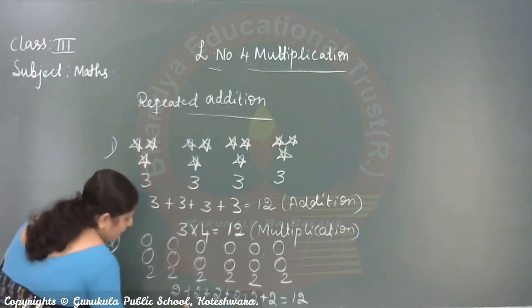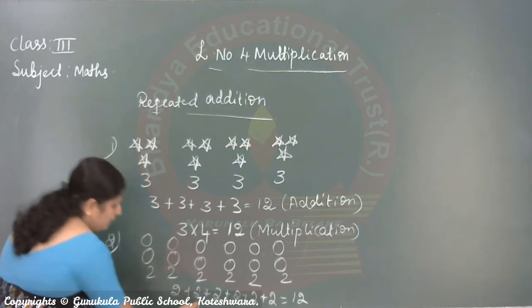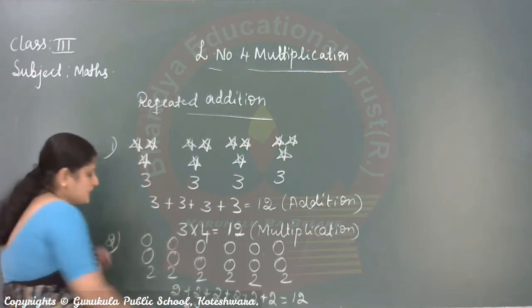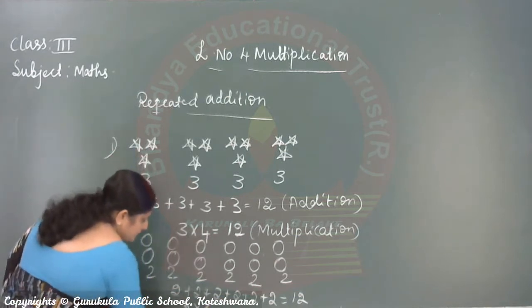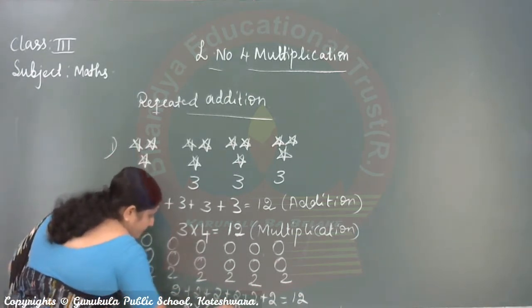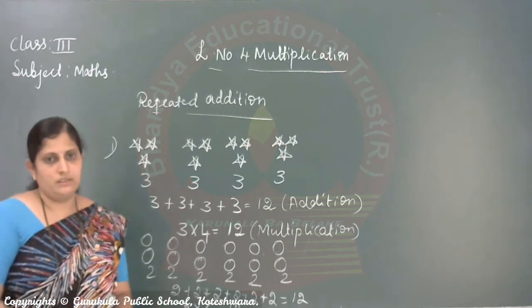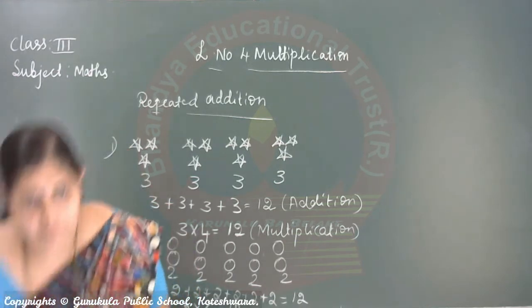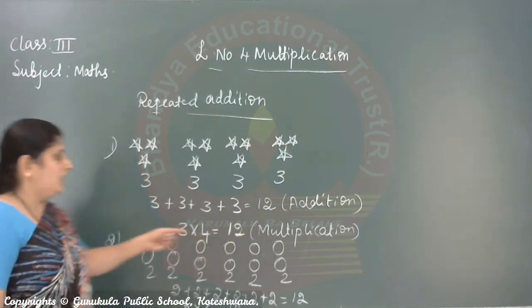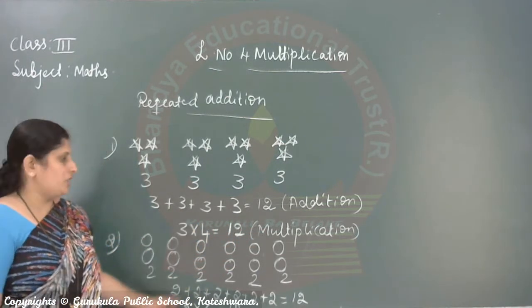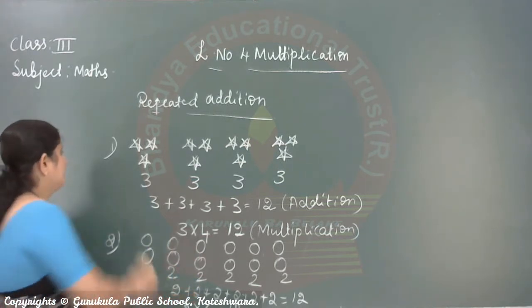So how can we write this? How many times is 2 given? 6 times. 1, 2, 3, 4, 5, 6. Correct? So that is 2 sixes are 12. 6 times 2 is given. With this you can understand that multiplication is a repeated addition. Correct? Now next.